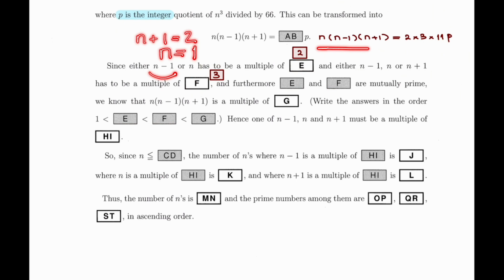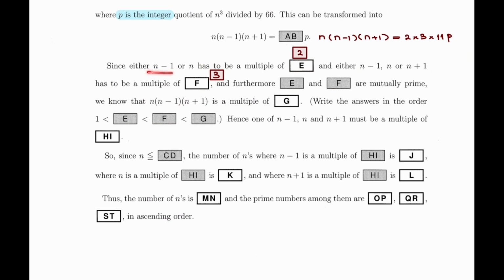So, if you see from this expression, when n equals 1, the left hand side is equal to 0. So, n equals 1 is not our choice. So, n plus 1 cannot be a multiple of 2. That's why they only say that either n minus 1 or n has to be a multiple of 2. Okay? And then we know that n times n minus 1 times n plus 1 is a multiple of blah blah blah.